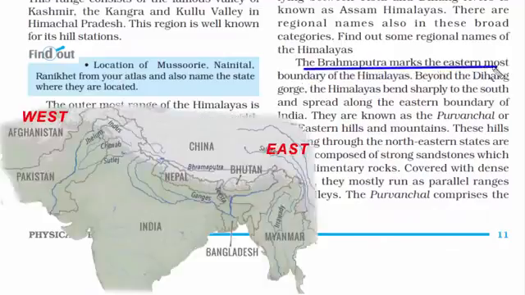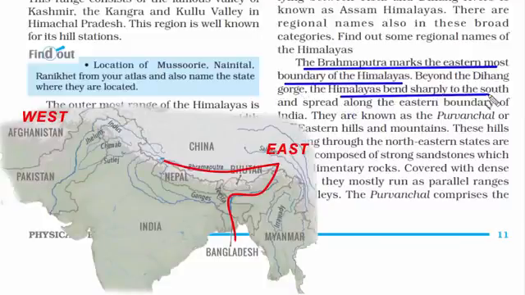The Brahmaputra river comes from the easternmost boundary of the Himalayas. In the eastern side, the Himalayas bend sharply to the south. Here, the eastern hills and mountains are also known as Purvanchal.